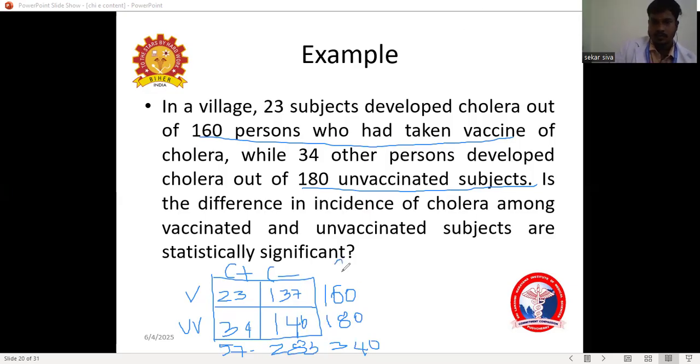This is a 2 by 2 contingency table. If you make any mistake in this table, the total sum will be wrong. If you make a proper, correct contingency table, the whole sum will be right.